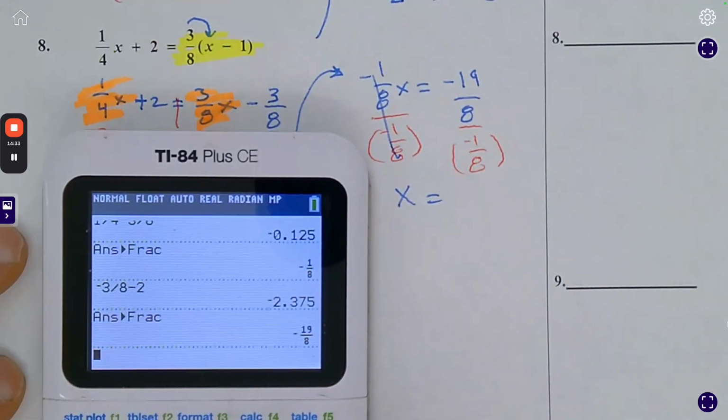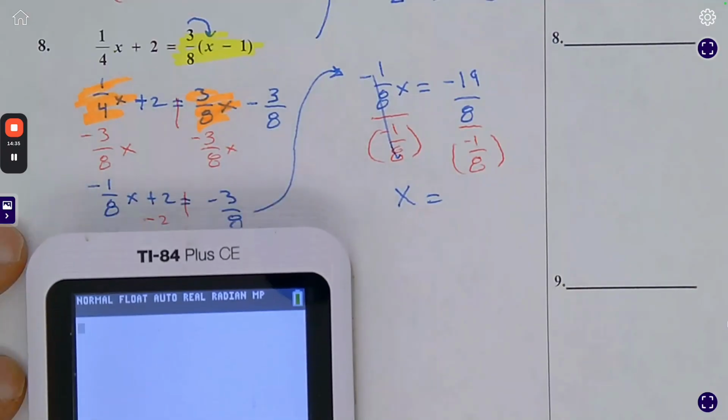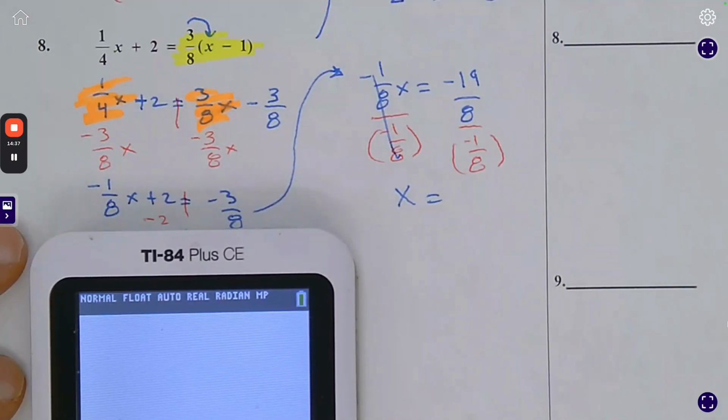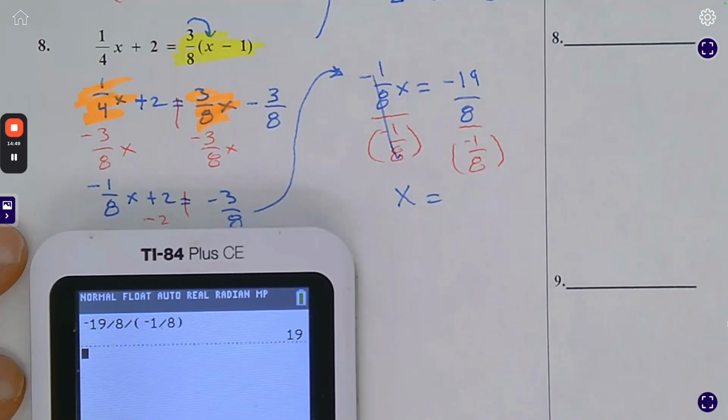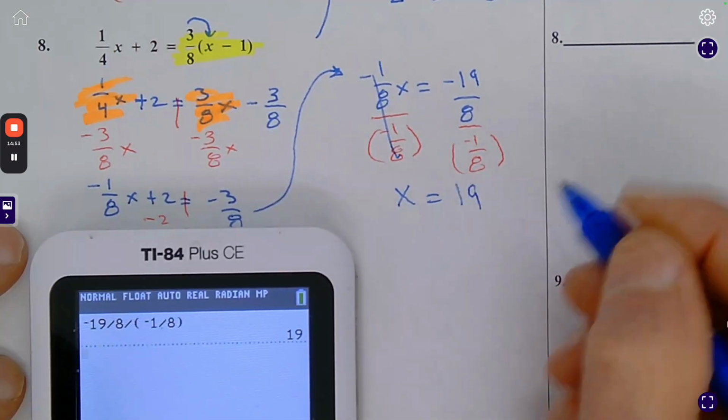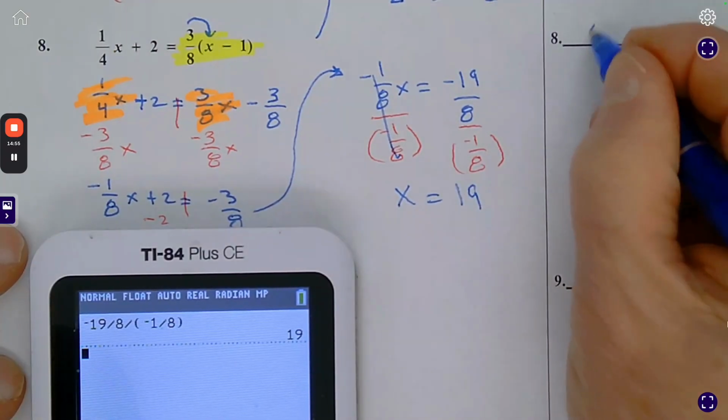Let me clear this so you can see the top of my calculator. Negative 19 divided by 8 divided by, now if you're dividing by a fraction, you must put it in parentheses, like so. And that's 19. That's it, you're done. X equals 19. That wasn't bad.